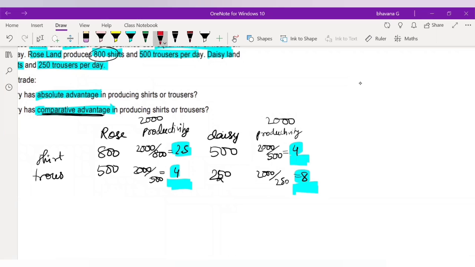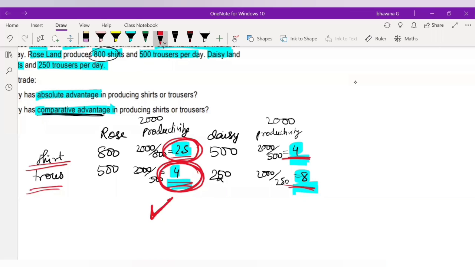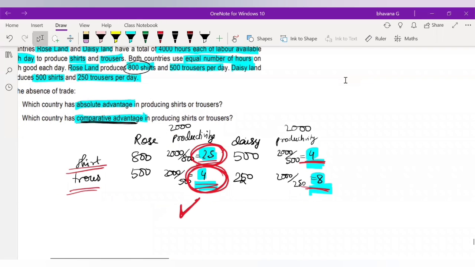absolute advantage, right? So here for producing a shirt, Rose produces one shirt in 2.5 hours where Daisy takes 4 labor hours. So here Rose has an absolute advantage in case of shirt. In case of trousers, Rose produces one trouser in 4 labor hours, whereas Daisy produces one trouser in 8 labor hours. So here also Rose only has an absolute advantage. Okay. So in this case, Rose only has absolute advantage because it is able to produce per unit good in less number of hours. That means in more number of hours, more number of units it will be able to produce. That was about absolute advantage.